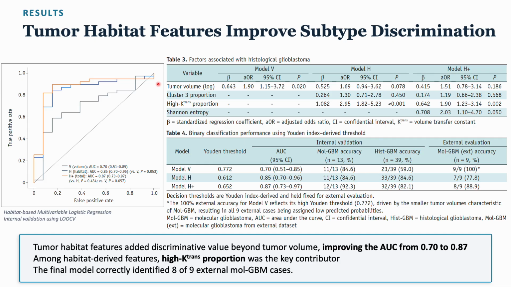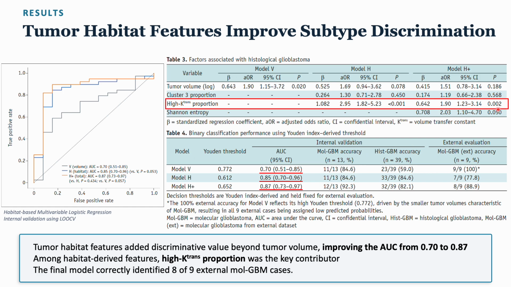After seeing these representative cases, we next asked whether the same imaging pattern could discriminate the two subtypes at the cohort level. We first used tumor volume alone because molecular glioblastoma tends to be smaller. This volume-only model showed moderate discrimination with an AUC of 0.7. However, when we added the habitat features of cluster 3 and high K-trans cluster proportion, the AUC increased to 0.85. When we added Shannon entropy, which reflects overall intratumoral heterogeneity, it further increased the AUC to 0.87.